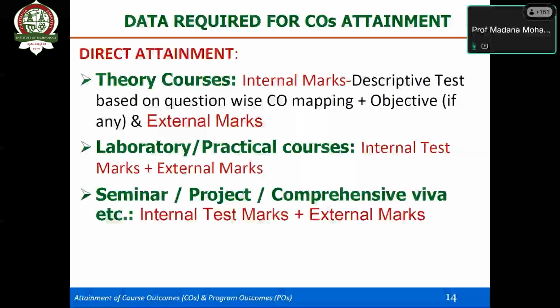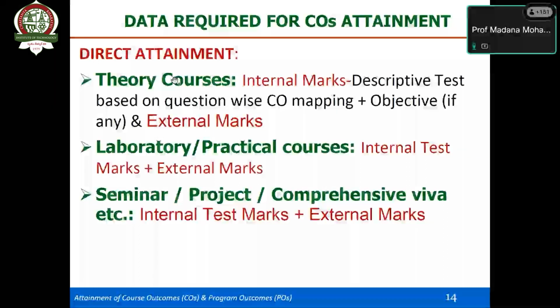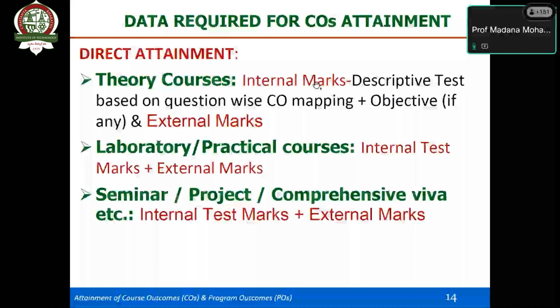If you look at the direct attainment, for a theory course, internal marks. So internal marks, again, are based on your question paper pattern. If it is objective, you can take the total mark. If it is descriptive, you can take question wise marks based on the COs.